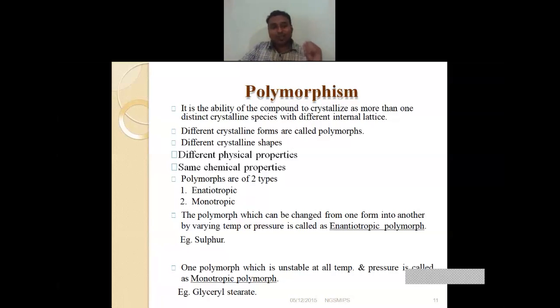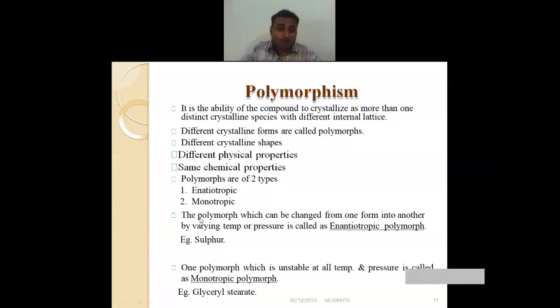If a particular excipient or drug has anisotropic properties, then it may vary with the temperature and pressure of our surroundings. Okay, understood? Yes, sir.